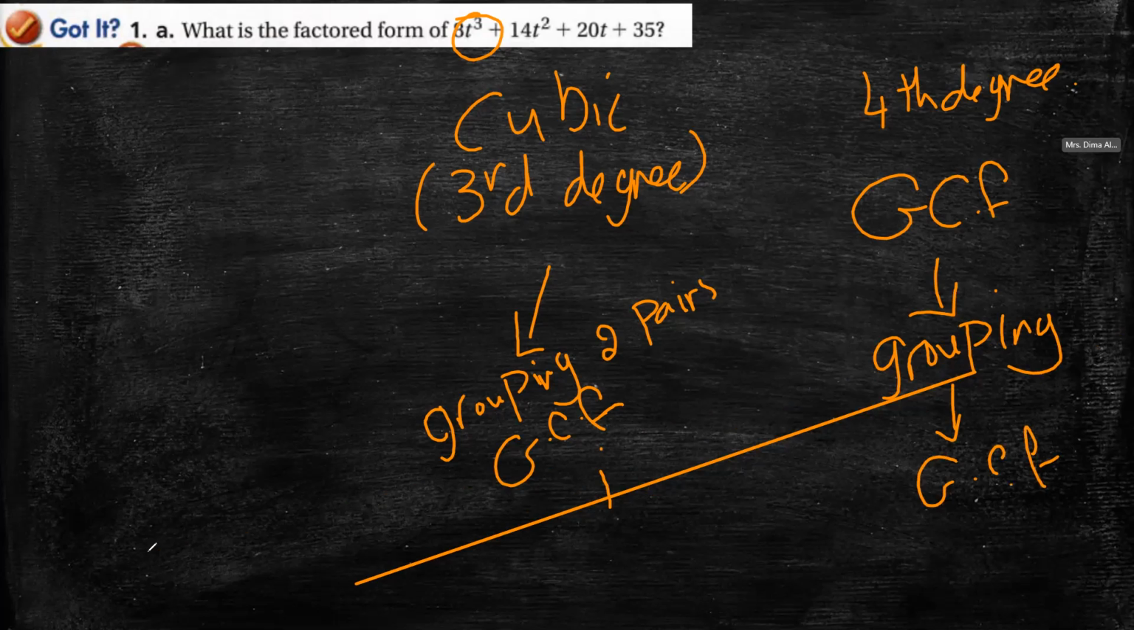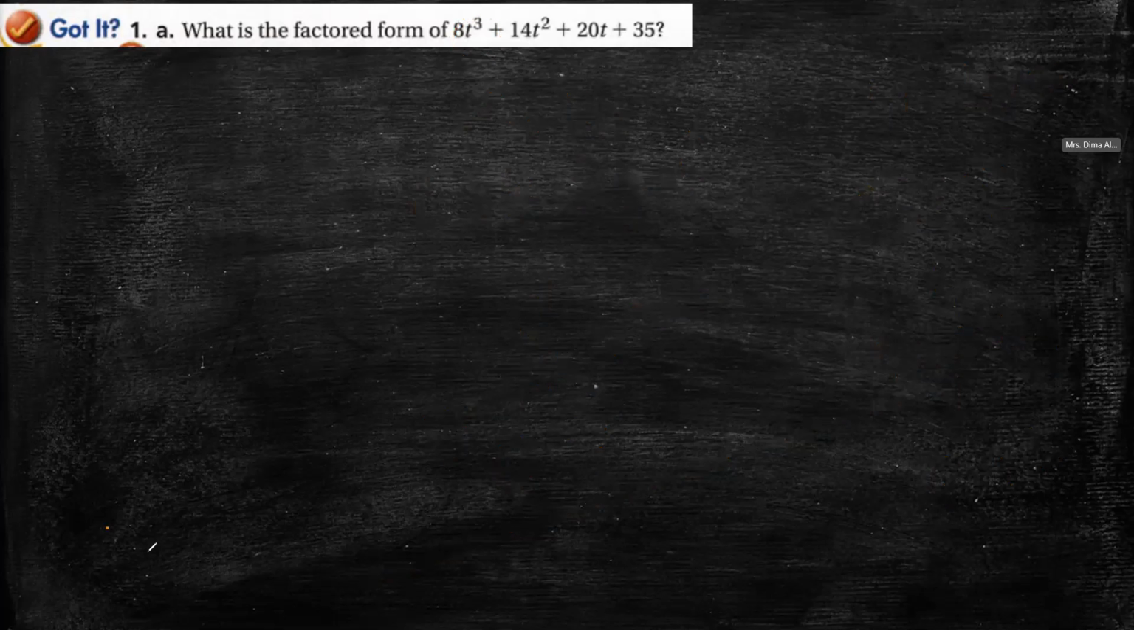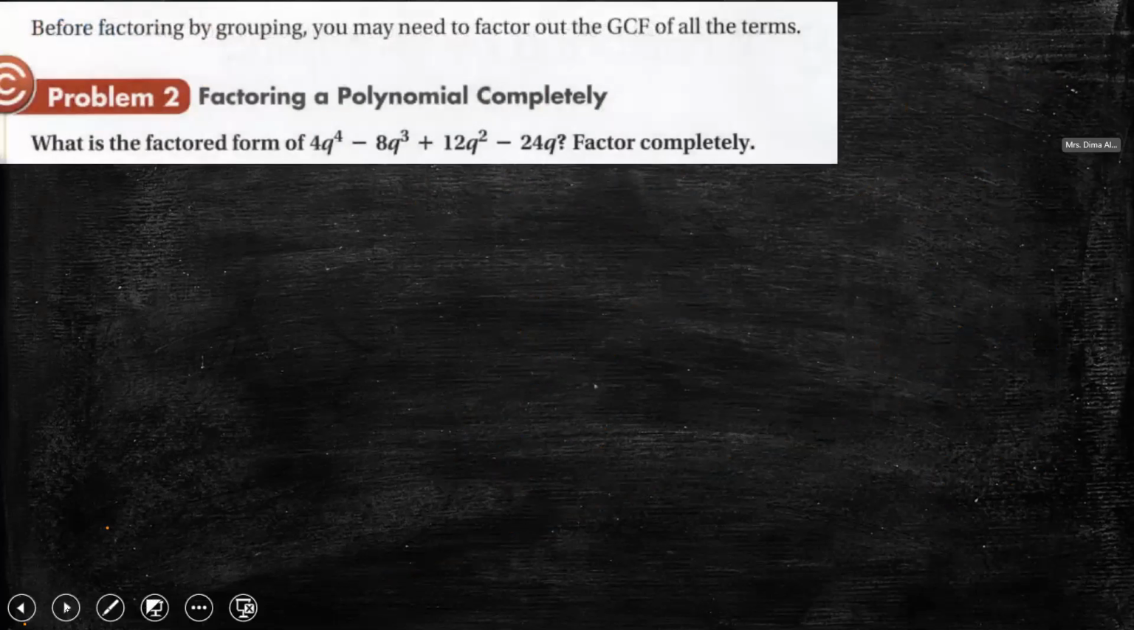So here now, if it is a cubic, if it is 3rd degree, first you have to group them into two pairs, then find the GCF. If it is 4th degree, the first step before grouping, you have to find the GCF. Let's have an example here now. Look here. As we said, it is a 4th degree.